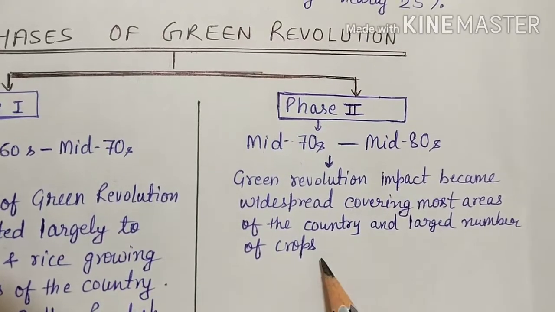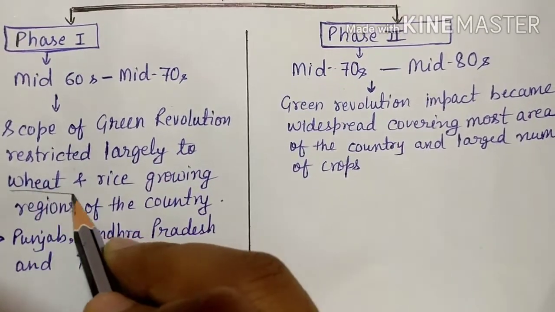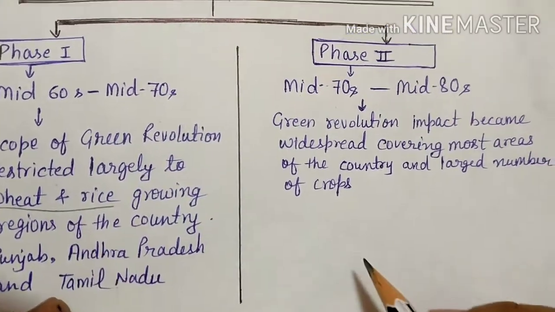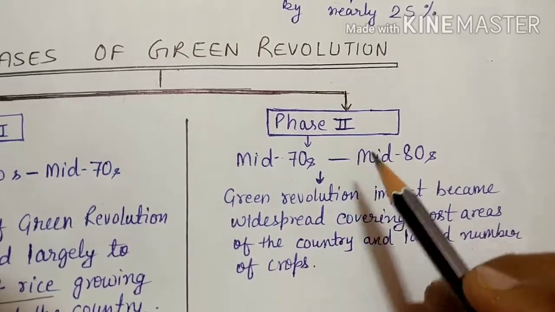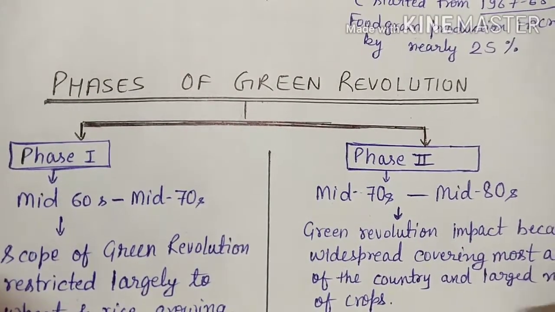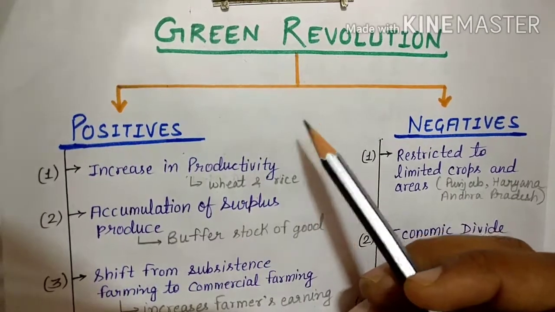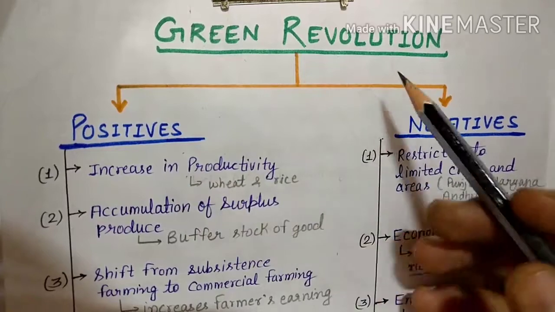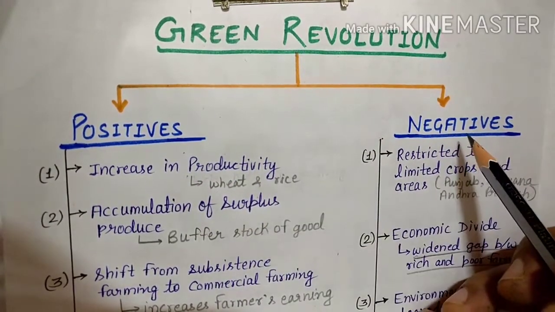Earlier it was only wheat and rice production, these crops only. Now there are more crops increased in this phase 2. So now we can talk about the benefits and limitations of the green revolution. The advantages we can say as positives, and the limitations we can say as negatives, merits or demerits also you can say.